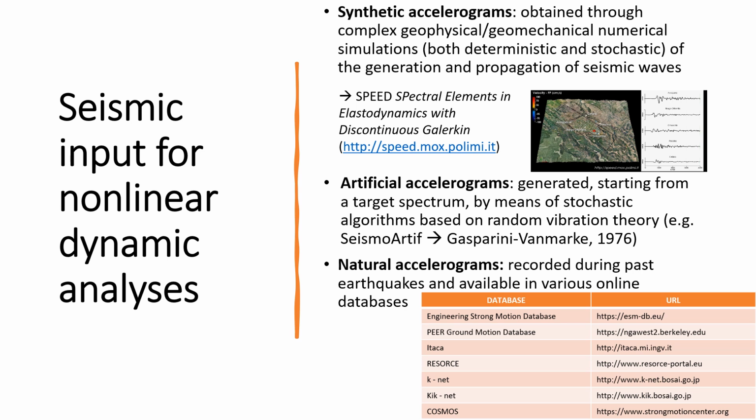So they are signals generated from a target spectrum by means of stochastic algorithms, which are based on random vibration theory. For instance, the Gasparini-Vanmarcke algorithm is a famous one. We have to say that accelerograms generated in this way are typically very rich in terms of frequency content and rarely represent in the time domain something that is very similar to natural accelerograms.